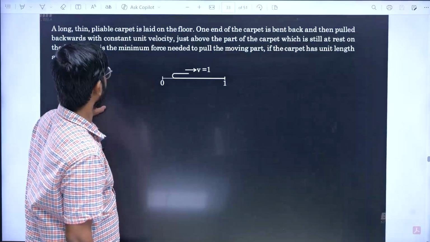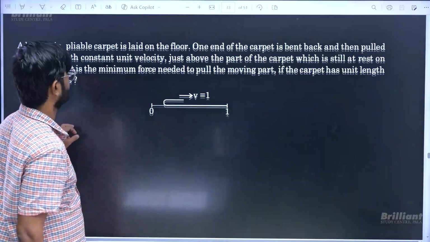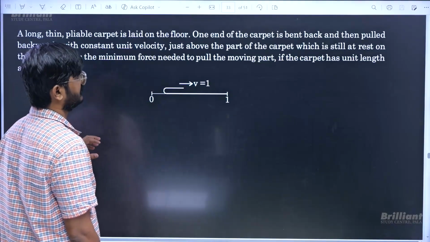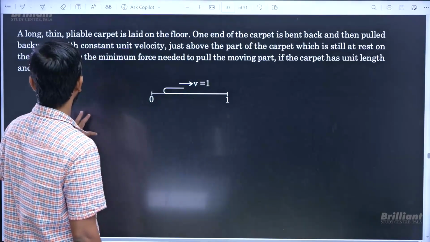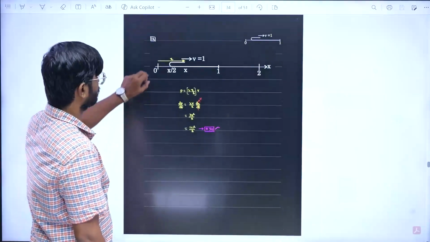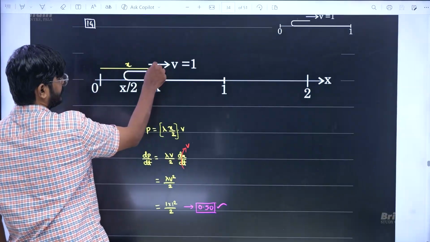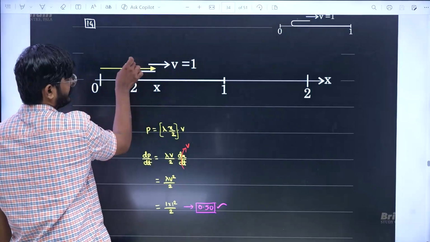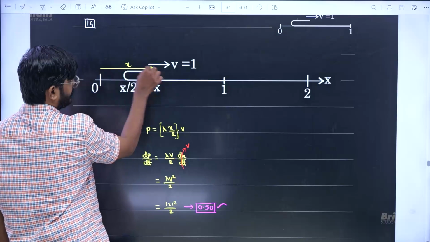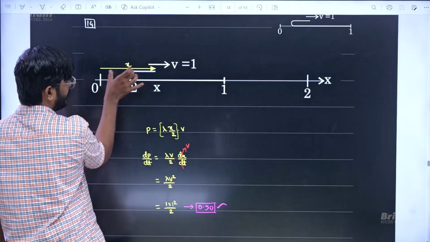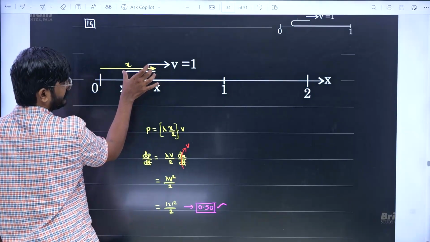A long thin carpet is laid on the floor. One end of the carpet is bent back and being pulled backwards with a constant unit velocity just above the part of the carpet which is still at rest on the floor. What is the minimum force needed to pull the moving part if the carpet has unit length and unit mass? So this is the scenario at any random situation when this end has traveled a distance x. So x is varying at a rate 1, dx by dt is 1. But you can see when this end has traveled a distance x, only x by 2 of this carpet has come here. Now in the next moment, this carpet length is going to slightly increase.